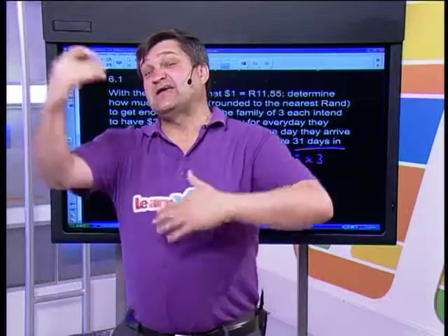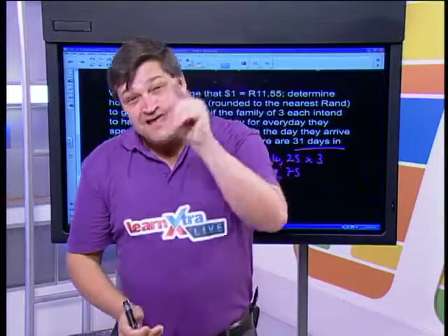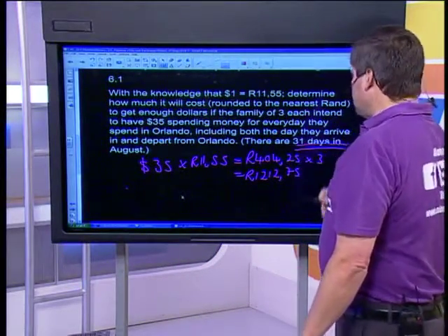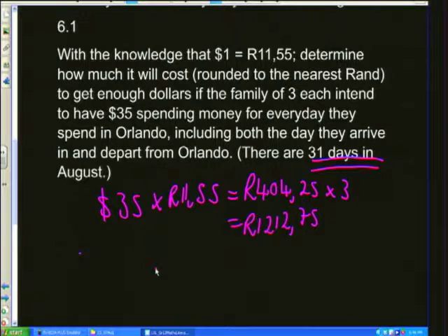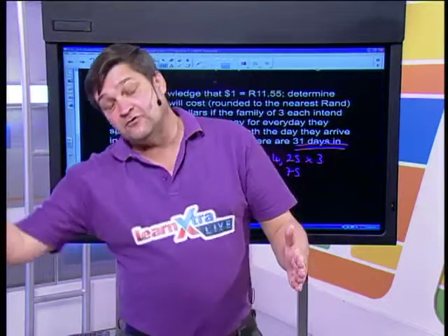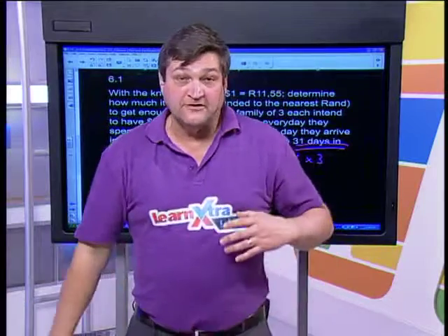Because I wanted to know, do they understand exchange rates and can they read from a table? Many of them made this mistake. They saw here there are 31 days in August, and so presumed that the family was staying in America for 31 days. Now that's not true at all. Why is that not true? That's not true because they're leaving South Africa on the 10th of August, and they are leaving Orlando again on the 2nd of September.